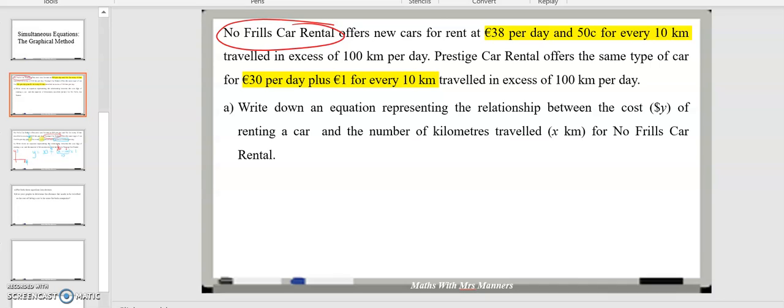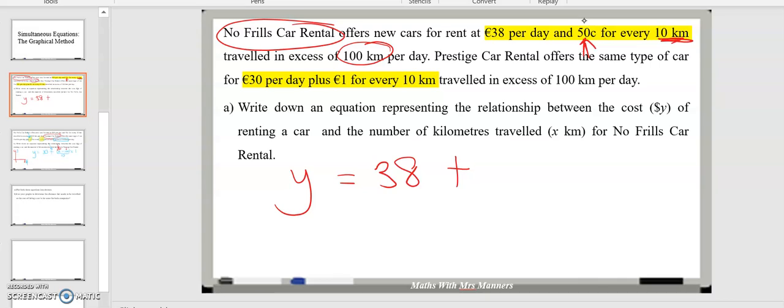No Frills Car Rental. Now what No Frills Car Rental does is they charge you 38 euros a day. So that's my fixed cost. And now for every amount over 100 kilometers, so every 10 kilometers over 100 kilometers, I'm going to get charged 50 cents this time. So slightly different, not a euro, but 50 cents.